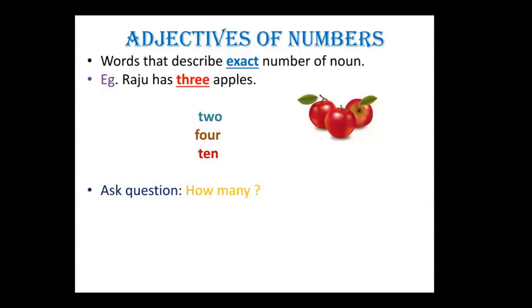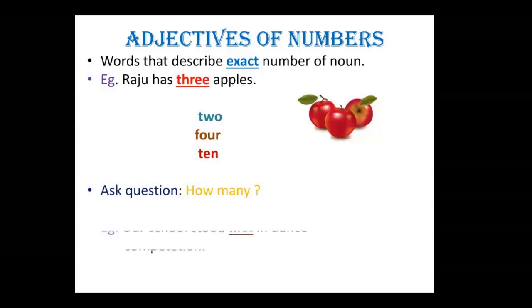It generally asks the question how many to the noun. How many apples is Raju having? He is having 3 apples. So here 3 is an adjective of number.